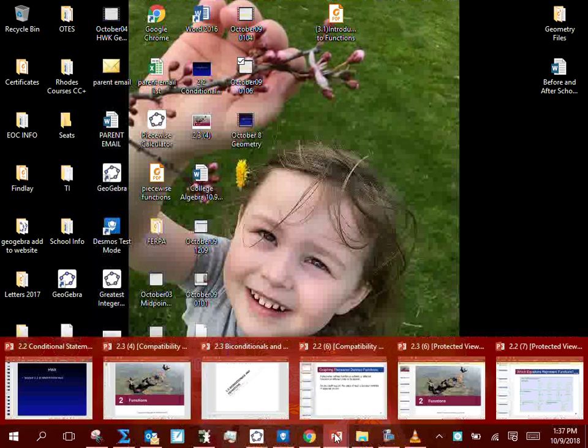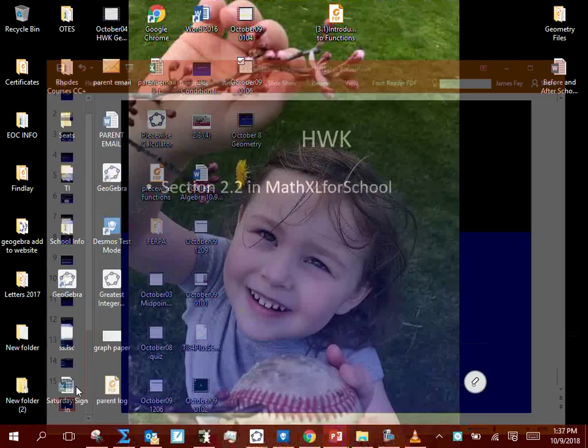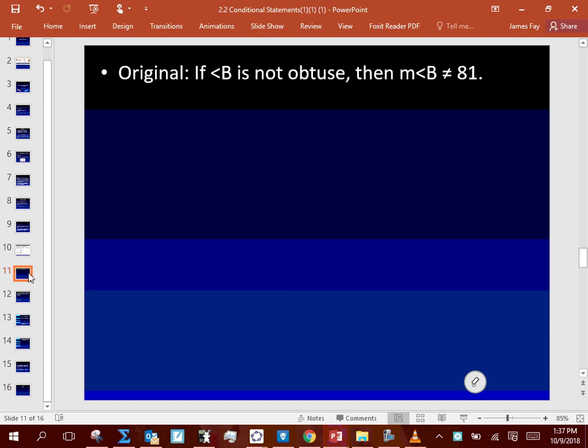I want to start with where we left off yesterday. I want to pick up there today. Yesterday we were talking about conditional statements.